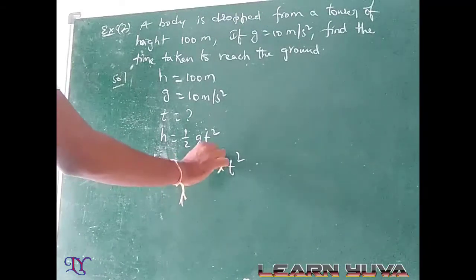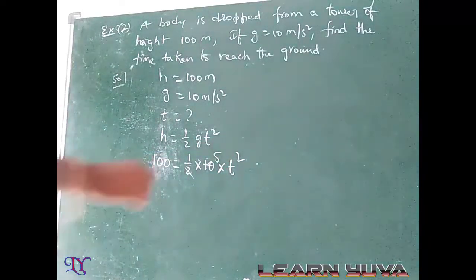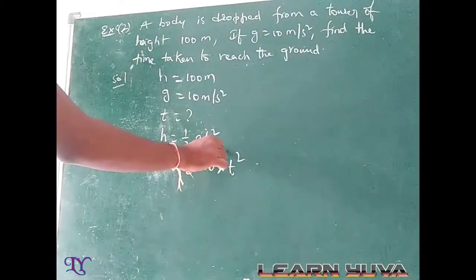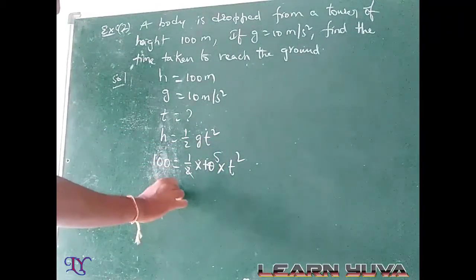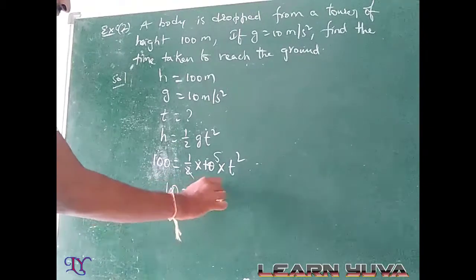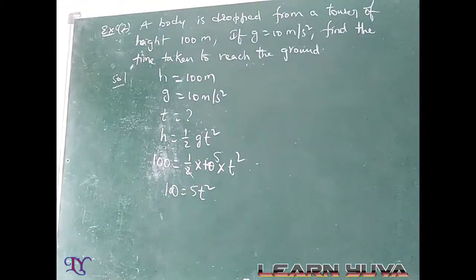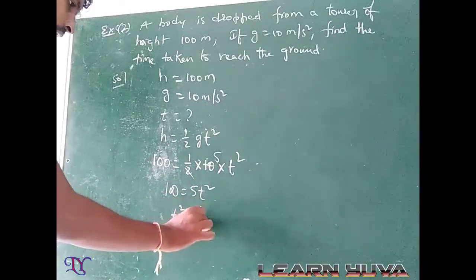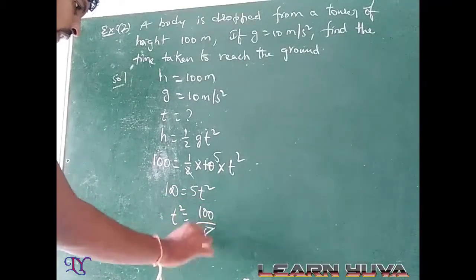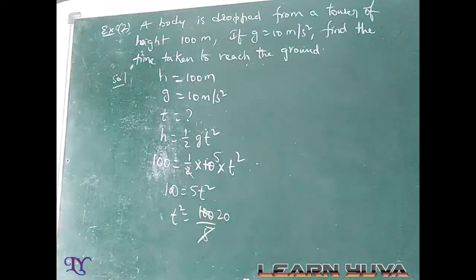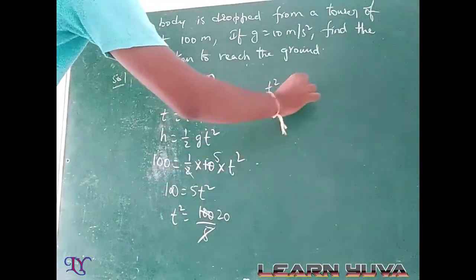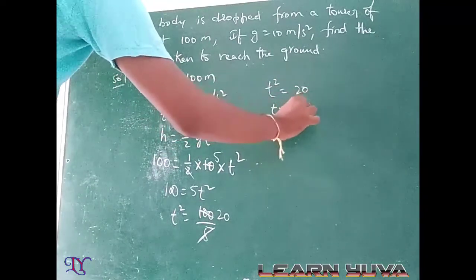2 ones, 2 5s. Okay. 100 is equal to 5t square. So t square is equal to 100 by 5. 5 ones, 5 20s. So t square is equal to 20. t is equal to square root of 20.